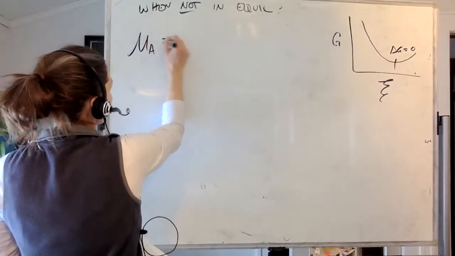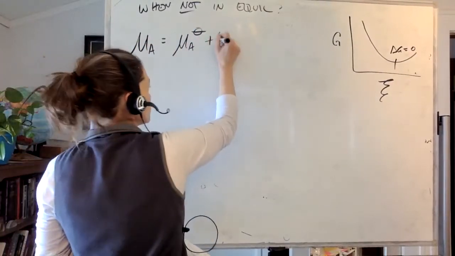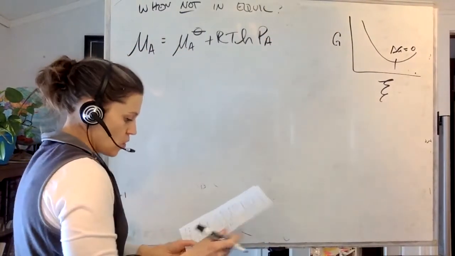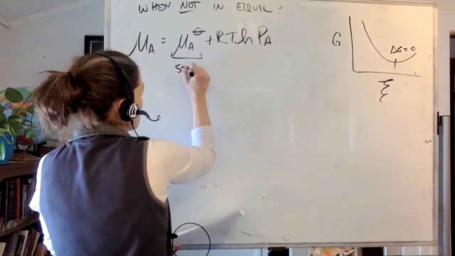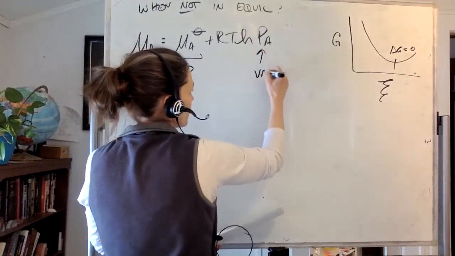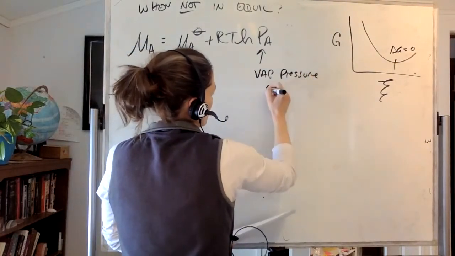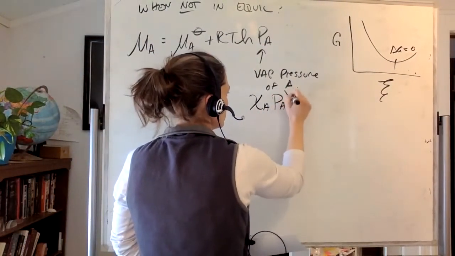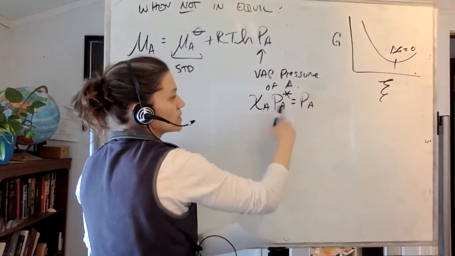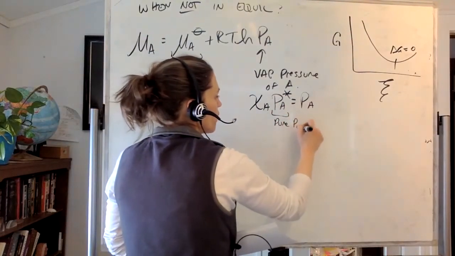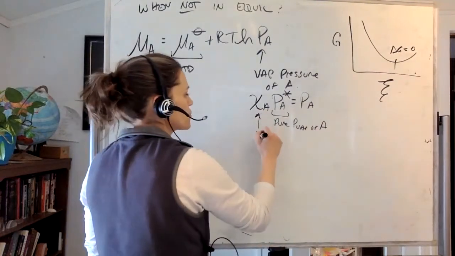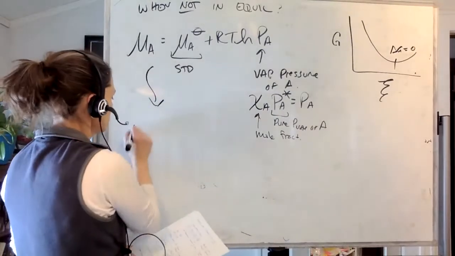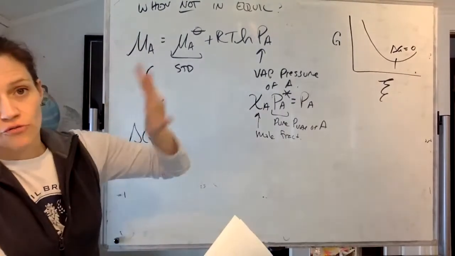Well, we know that the chemical potential is equal to the chemical potential at standard state plus RT log of PA, where this is under standard conditions, and this is equal to the vapor pressure of A. But we know that this is equal to PA star, the pure vapor pressure of A, times the mole fraction of A.